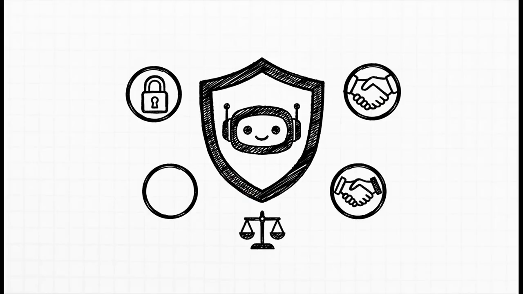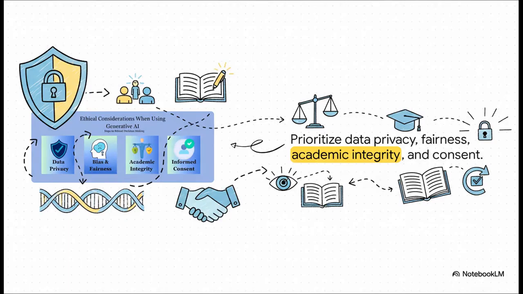Now, this is a super powerful tool, so it's really important that we use it responsibly. That means we've got to prioritize things like data privacy, fairness, and academic integrity, always.